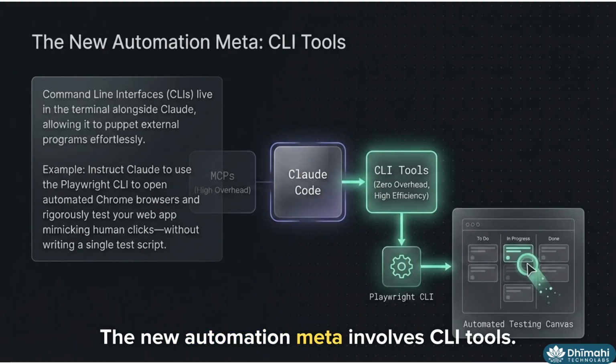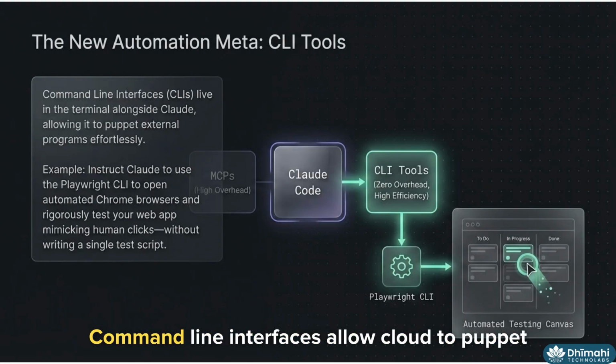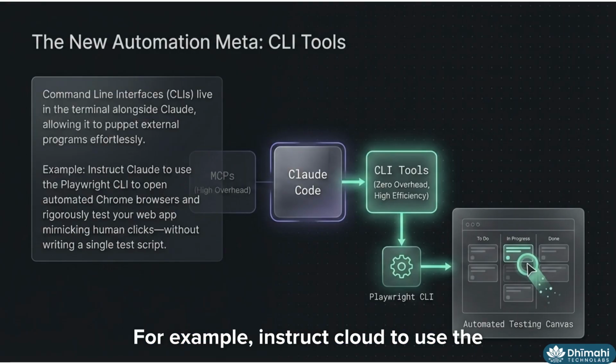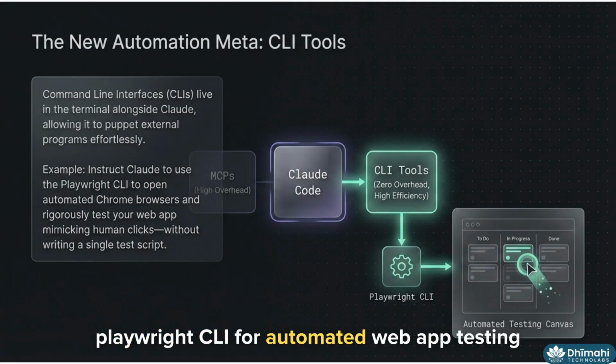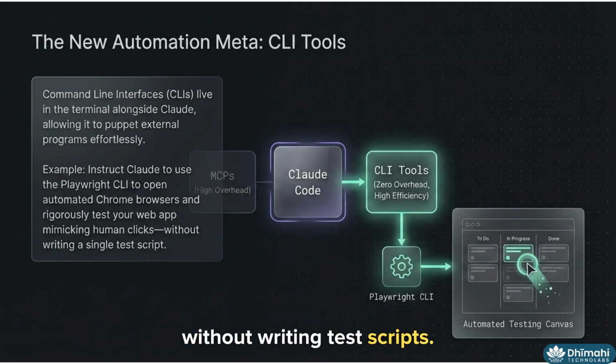The new automation meta involves CLI tools. Command line interfaces allow Claude to puppet external programs effortlessly. For example, instruct Claude to use the Playwright CLI for automated web app testing without writing test scripts.